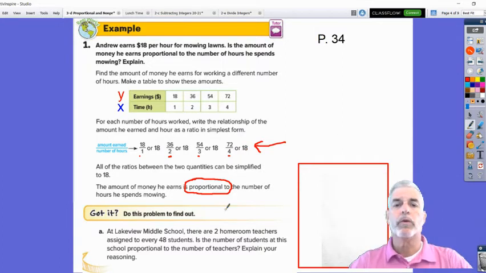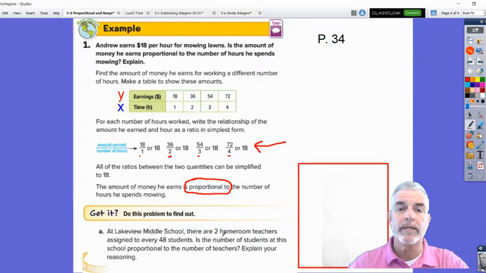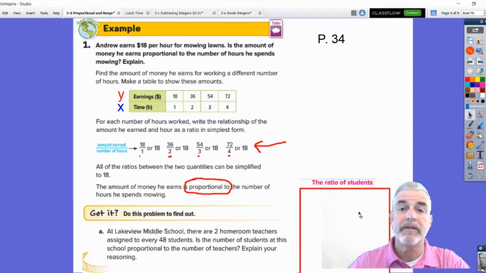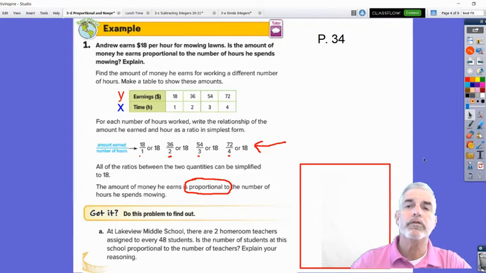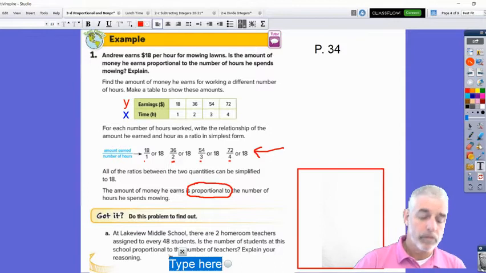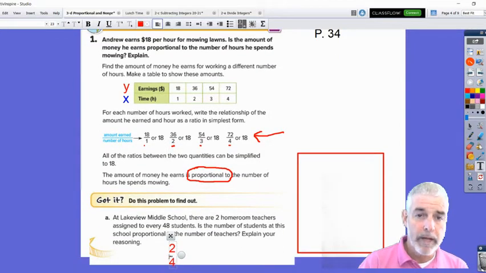Okay, so now here's one for you to do. At Lakeview Middle School, there's 2 homeroom teachers assigned for every 48 students. Is this proportional? Explain. Okay, so we're going to have to set up a table here. If you set up a table, you'd have 2 teachers and 48 students.